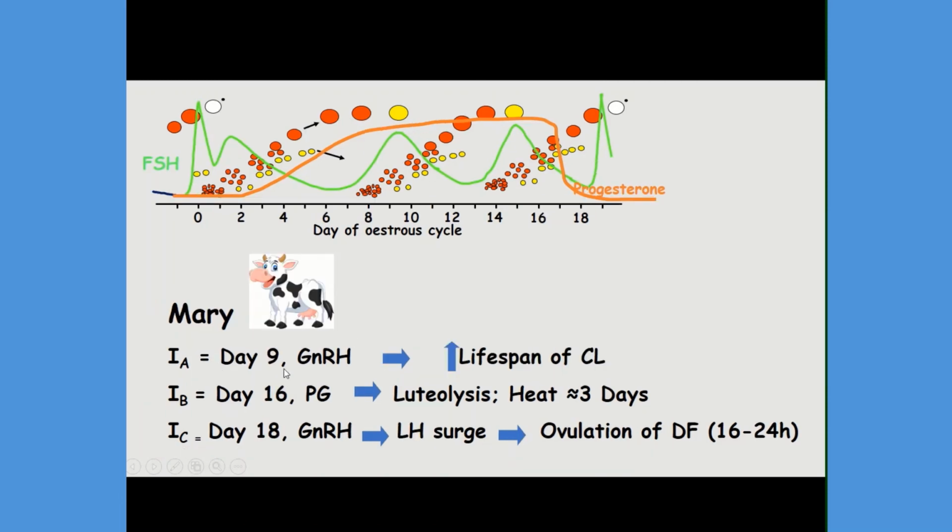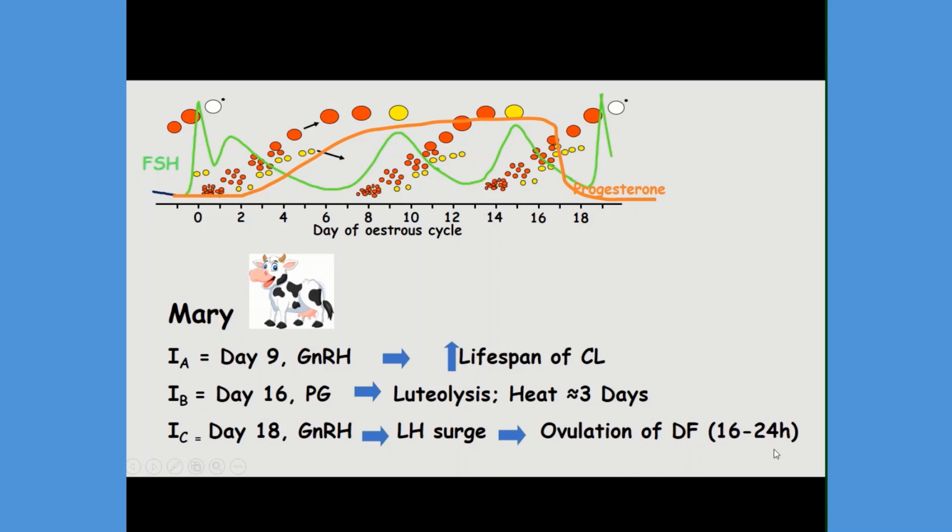Mary is on day 9. Okay, we give GnRH. There's no responsive dominant follicle here because this follicle has already undergone atresia. But what will happen is the GnRH will increase the lifespan of the corpus luteum. So this means that when we come back 7 days later, we will have luteolysis and heat in 3 to 4 days. Subsequently, if we give the intervention C and we give the GnRH, again, we further tighten that window.